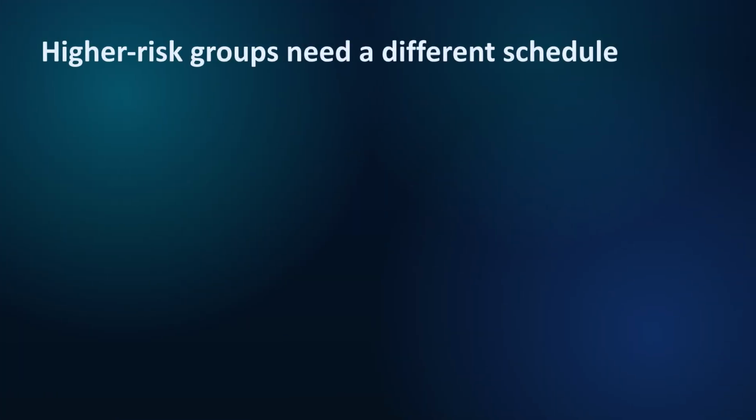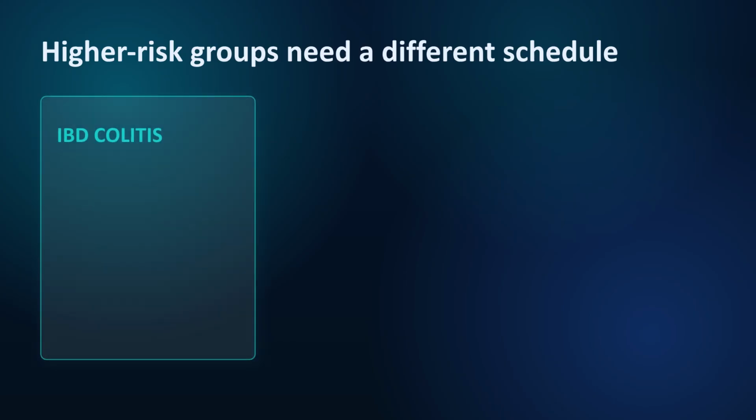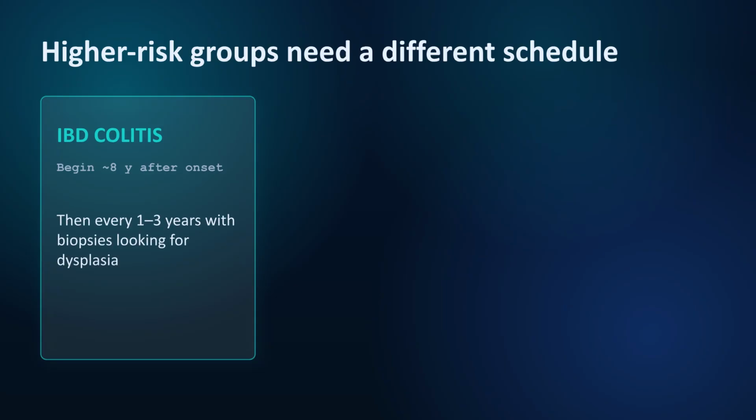3 groups need a different schedule entirely. In inflammatory bowel disease involving the colon, surveillance generally begins about 8 years after disease onset, and then repeats every 1 to 3 years with biopsies taken specifically to look for dysplasia.